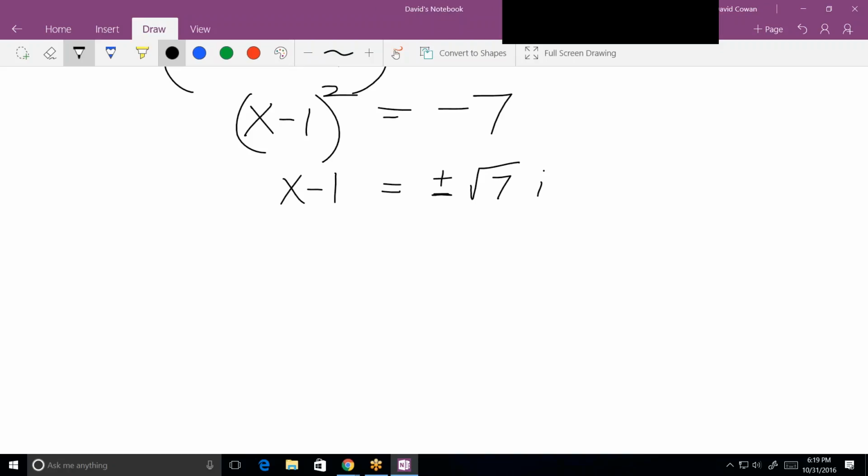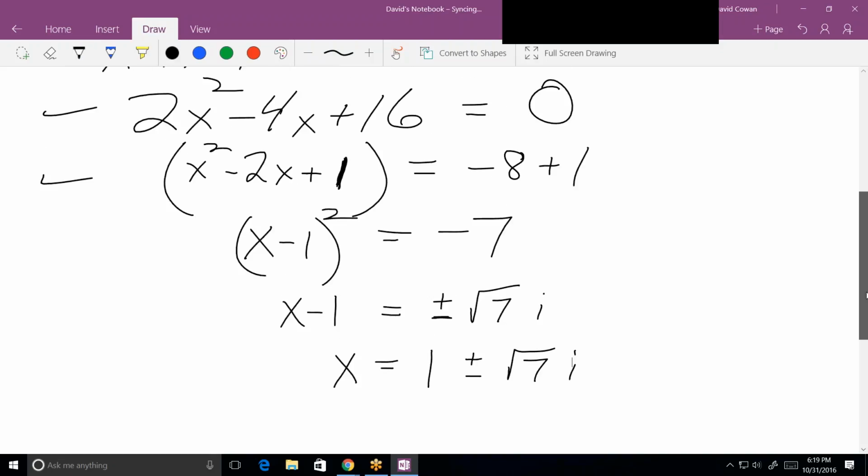Now I'm moving the 1 over and I'm going to put it in front. The reason I do is because this answer is going to look exactly like what you'd get had you used the quadratic formula. Now it's questionable as to which one is easier.